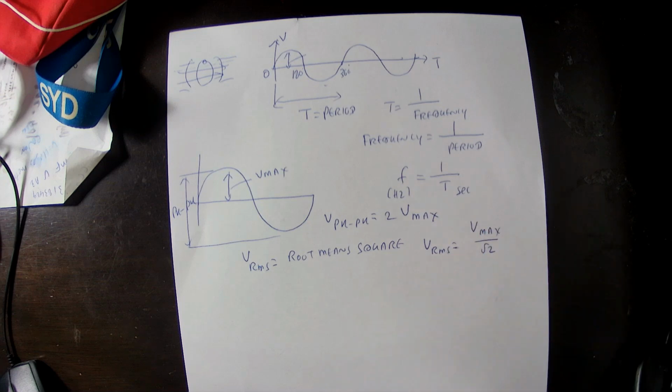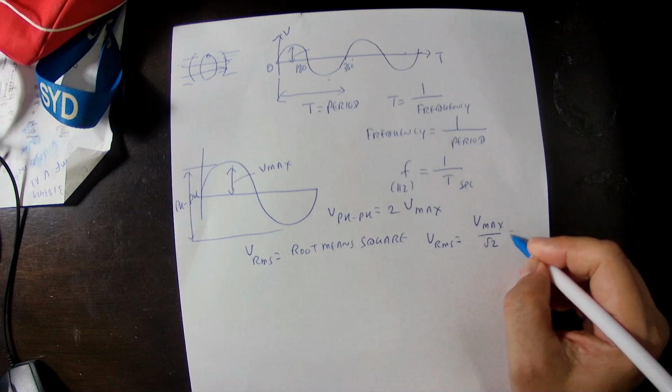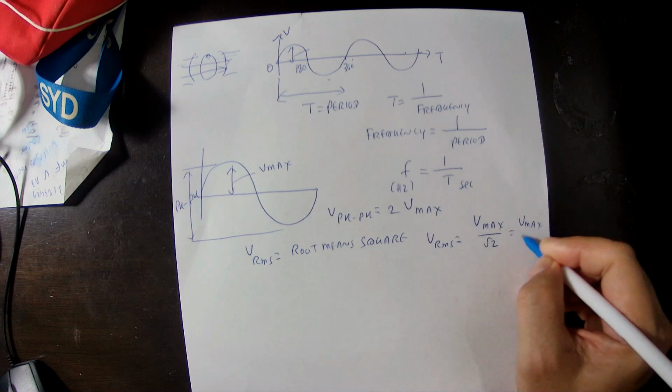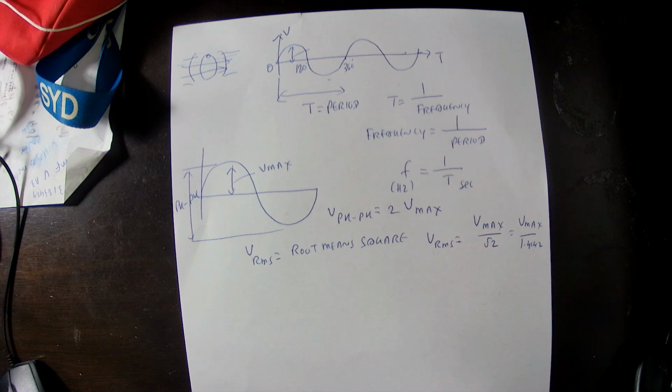Root 2 is 1.4142. So V maximum divided by root 2, or V maximum divided by 1.4142, we can calculate the VRMS. So the RMS value is the maximum voltage divided by 1.4142.